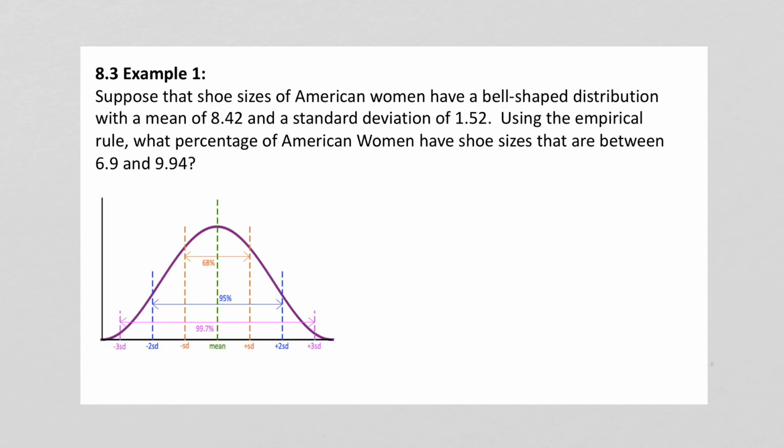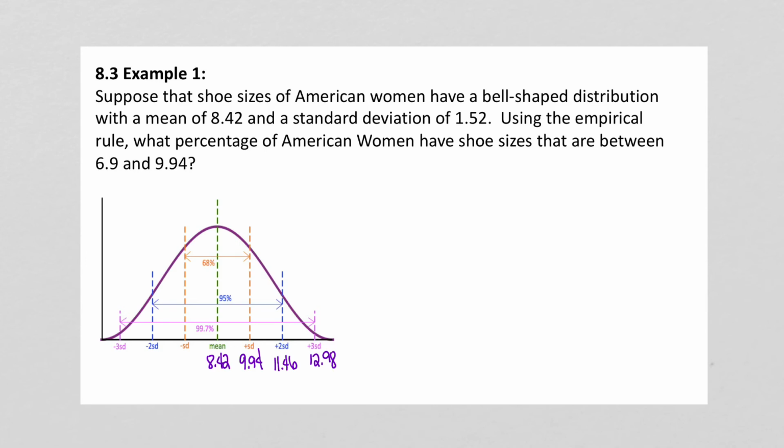But what we want to do is the empirical rule is the 68, 95, 99.7 rule. And we need to put our numbers on this graph. So the mean is 8.42. And it says the standard deviation is 1.52. So to get one standard deviation above the mean, we'd take 8.42 plus 1.52, get 9.94. For two standard deviations, we'd add 1.52 again, 11.46, and then add again for three standard deviations.